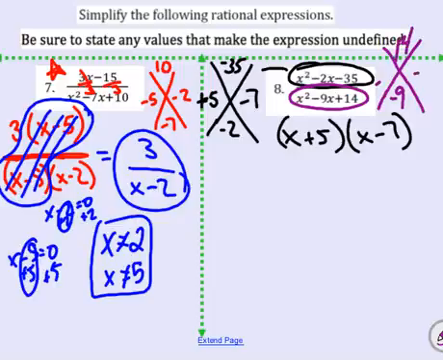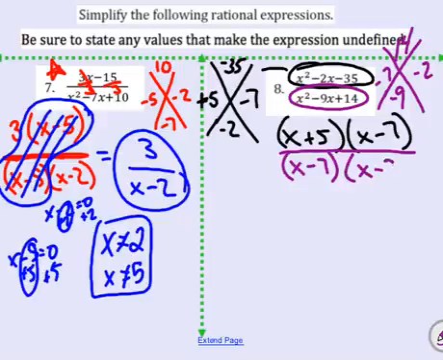I'm going to go negative, negative, and I'm going to go negative 7, negative 2. That would be a positive when you multiply, and then a negative 9. So I'm going to rewrite that as x minus 7 and x minus 2.